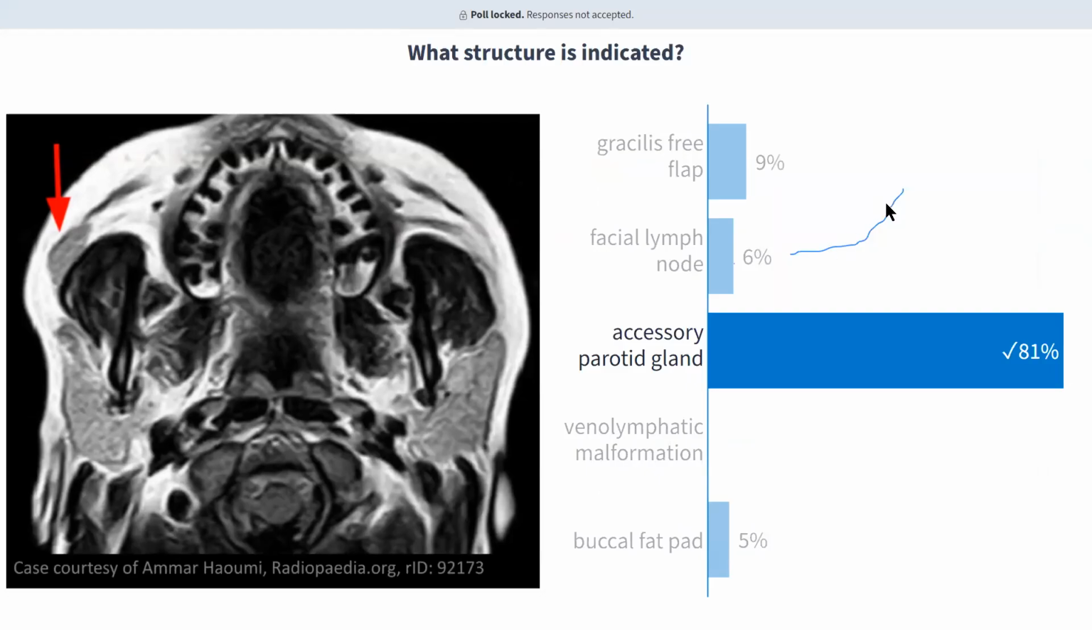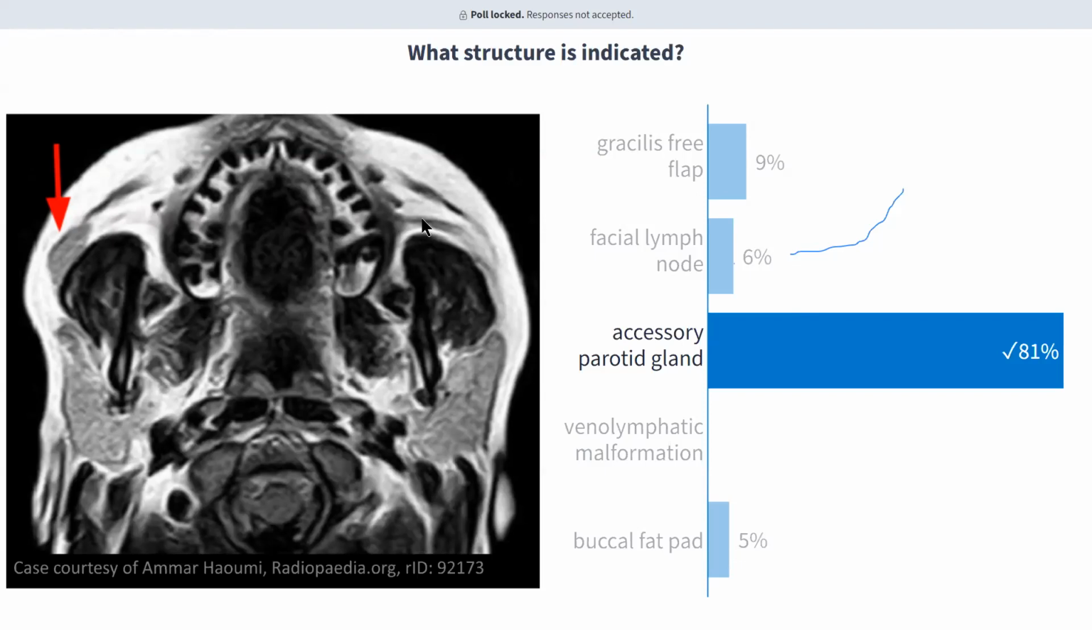There's a mark on my screen. Why is this? The correct answer is accessory parotid gland. So we know that this is accessory parotid gland because it is along the course of the parotid duct, also known as Stenson's duct, and that wraps up from parotid gland here and inserts.